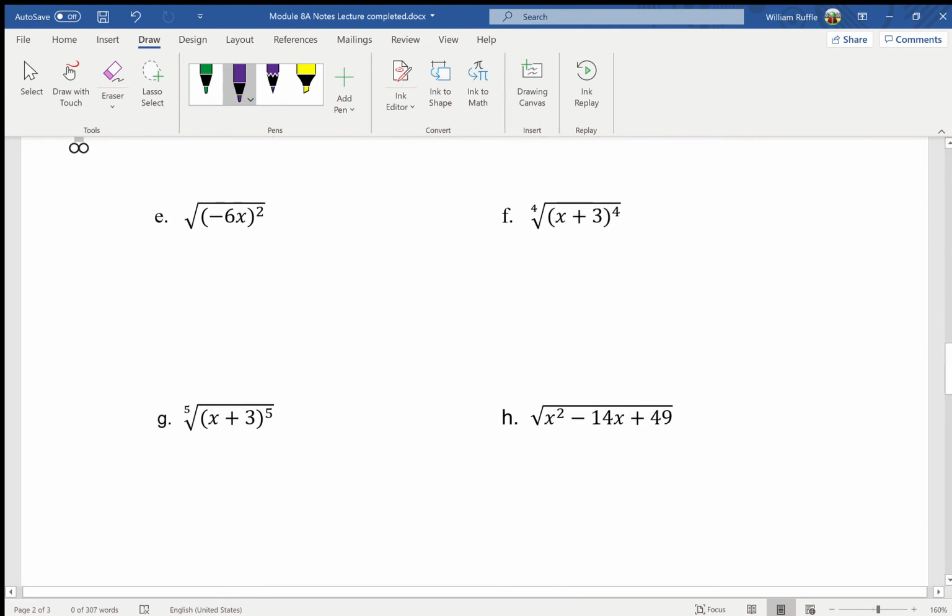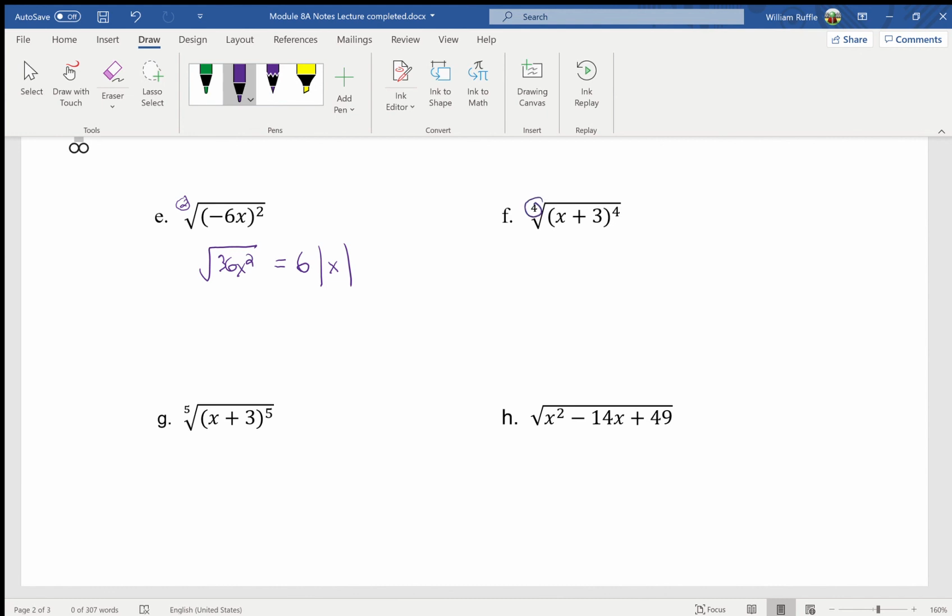Okay. This next one, we have a letter in here, and there's nothing written here, so that's a 2, so it's an even index. So we're going to need absolute values here. Now when I do this, -6x times -6x is 36x squared. So I'm really doing the square root of 36x squared. If I multiply this out, the 36 is just 6, so I don't have to worry about that being inside the absolute value because 6 will always be positive by itself. Then I have to do the x in absolute value.